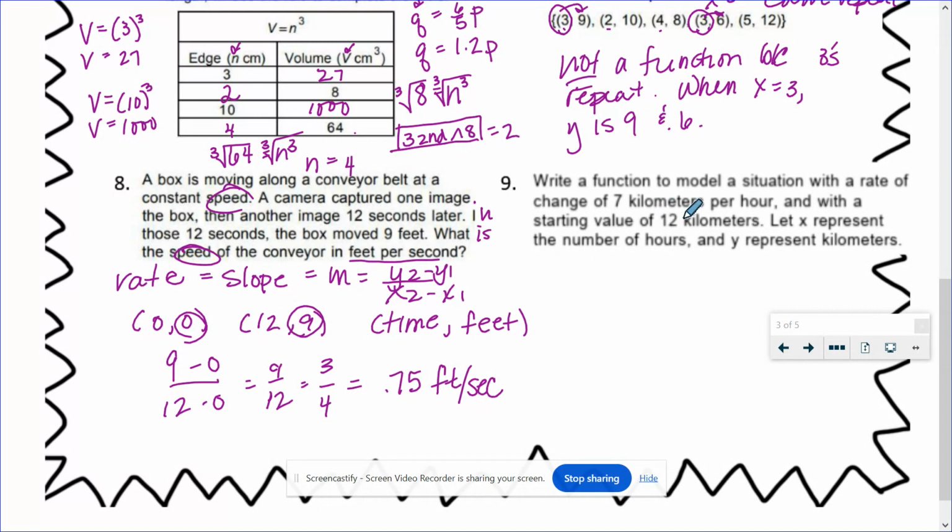Number 9, write a function to model a situation with a rate. There's that word rate, so we know rate is also slope, which is also the letter m. The rate of change is 7 kilometers per hour, and a starting value, that means that's our b value, of 12 kilometers. Let x represent the number of hours and y represent the number of kilometers. So y equals 7x plus 12.